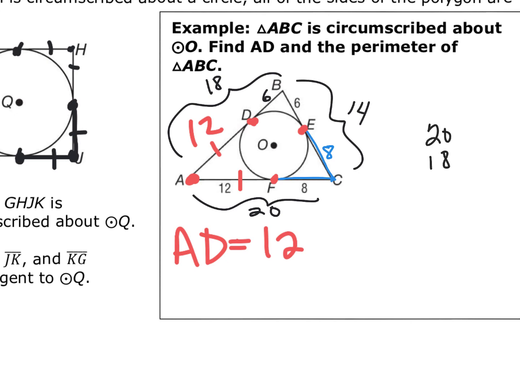So we have 20, 18, 14, which is 52. So the perimeter is 52 units.